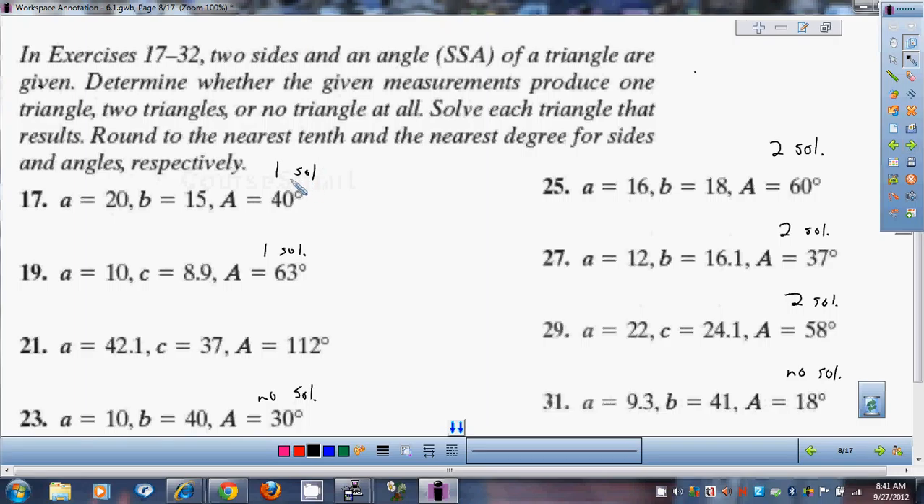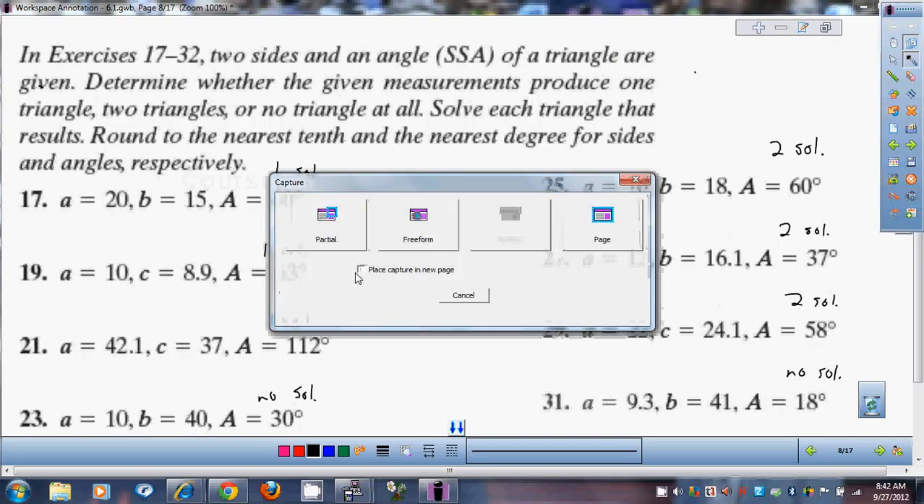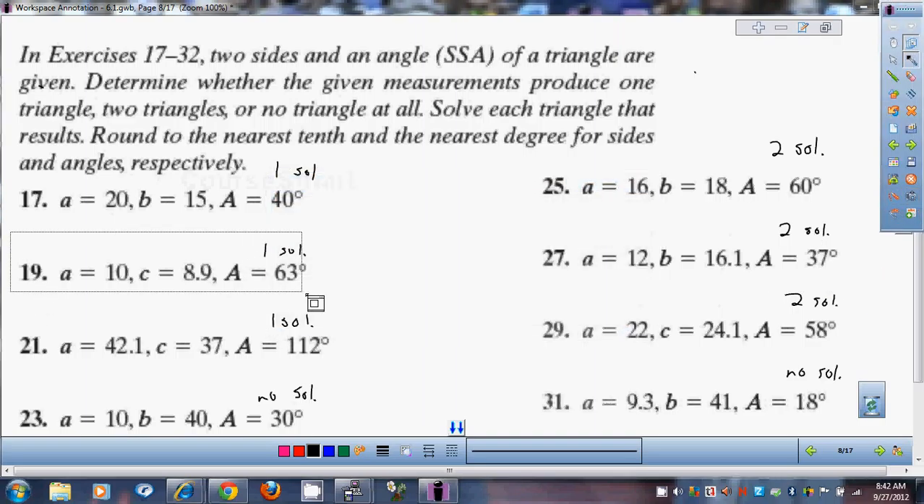So we said 21 was one solution. Now we're just ready to solve. All the one solution problems are going to be pretty much exactly like yesterday. The only difference is we're going to be looking for angles instead of sides first. That's the only difference. So let's look at 19. Let's pick that one at random.